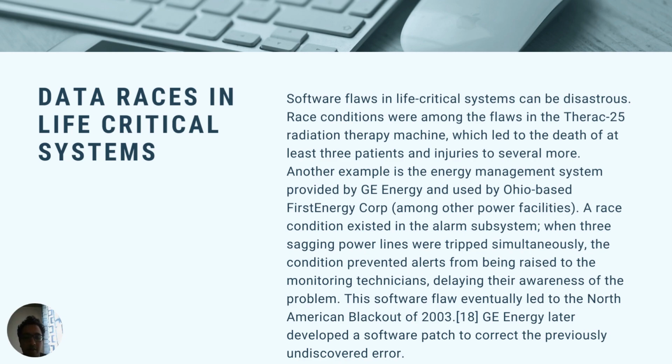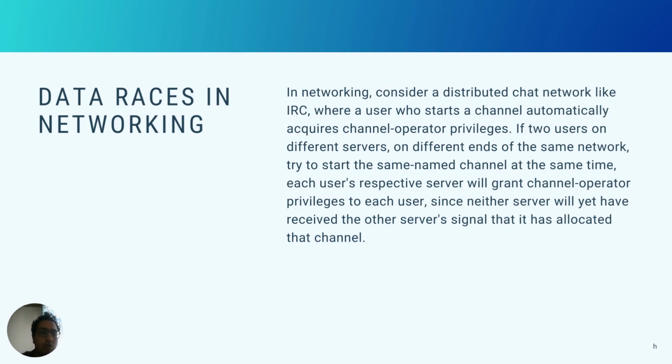So, coming to the next slide, data races in networking. In networking, consider a distributed chat network like IRC. A user who starts a channel automatically acquires channel operator privileges. If two users on different servers at different ends of the same network try to start the same named channel at the same time, each user will be given operator privileges, since neither server will yet have received the other's signal that it has allocated that channel.